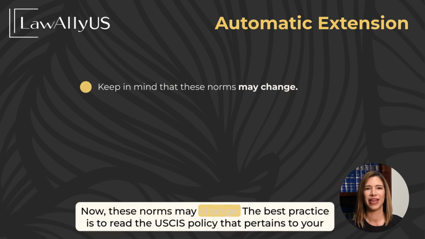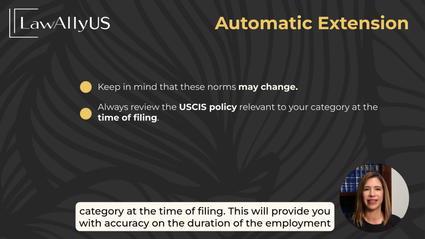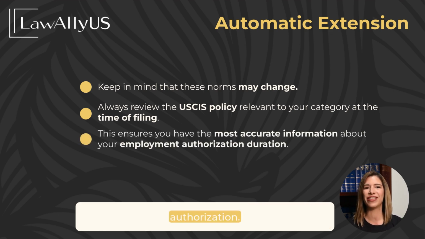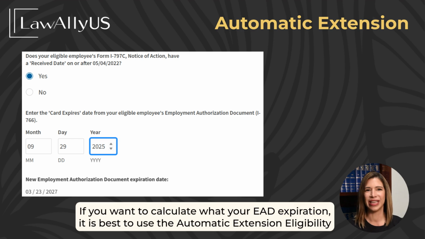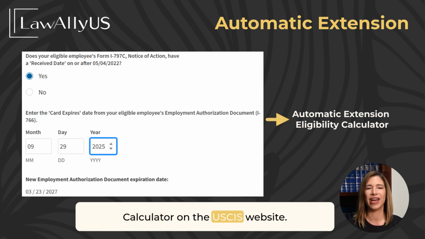Now, these norms may change. The best practice is to read the USCIS policy that pertains to your category at the time of filing. This will provide you with accuracy on the duration of the employment authorization. If you want to calculate your EAD expiration, it is best to use the Automatic Extension Eligibility Calculator on the USCIS website.